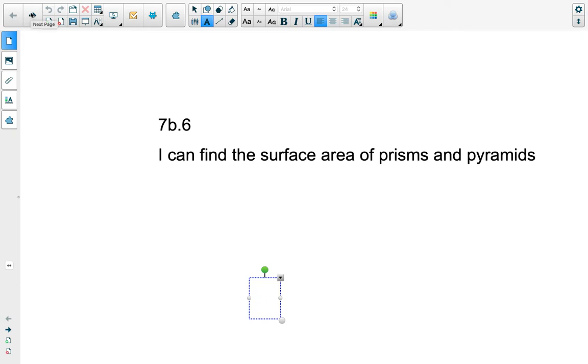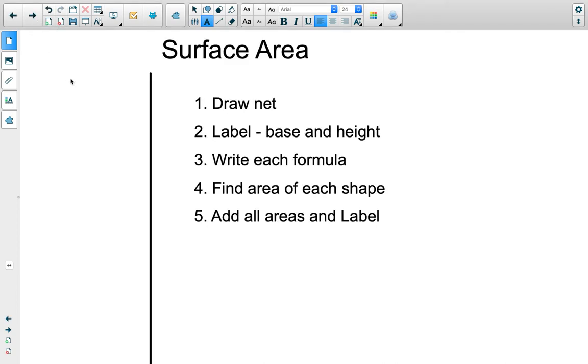Hopefully you did your homework yesterday, which involved drawing nets for the surface area worksheet, because if you did that, you are half done with today's homework. If you didn't, you're still going to have to do that. So let's take a look.